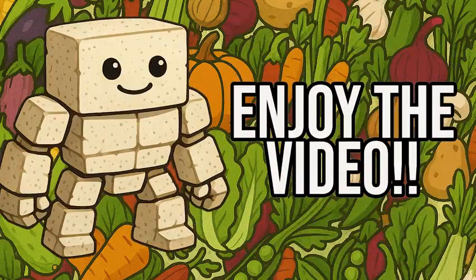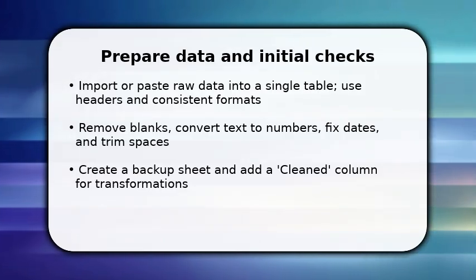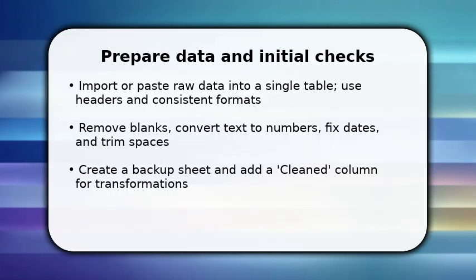Please enjoy the video. You start by getting your dataset into one clean sheet and making a backup copy immediately. Once done, scan for common issues: text numbers, blank rows, inconsistent date formats, and stray spaces. Fix them with VALUE, TRIM, DATEVALUE. Make sure headers are clear because formulas and pivot tables rely on them.